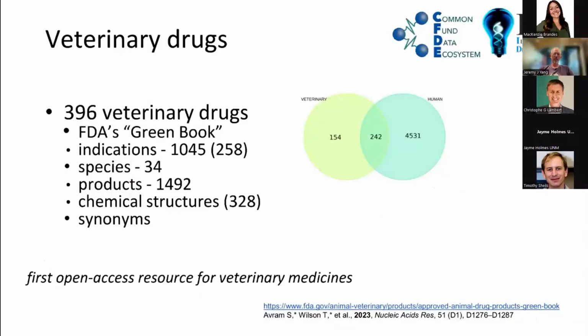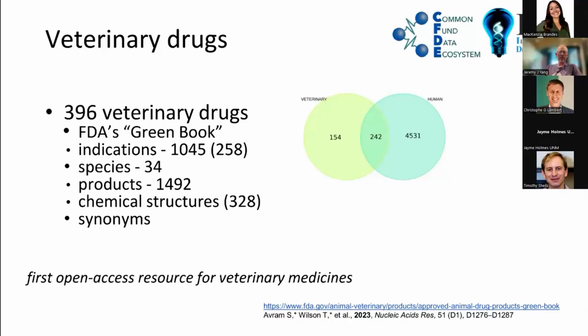Indications: 1,045, with 258 unique indications. Species covered: 34. Products: 1,492. Chemical structures: 328. Synonyms: extensive list to ensure comprehensive coverage. Venn diagram insight illustrates the overlap and distinction between veterinary, 154 unique, and human drugs, 4,531 unique, with 242 drugs common to both categories. Significance: first open access resource for veterinary medicines, enhancing accessibility and utility for veterinary professionals.